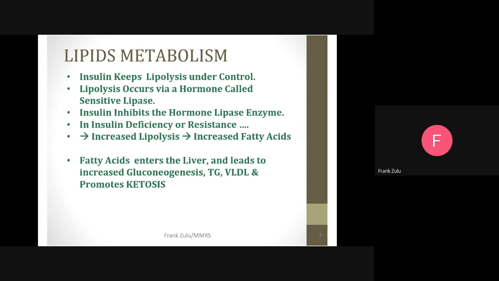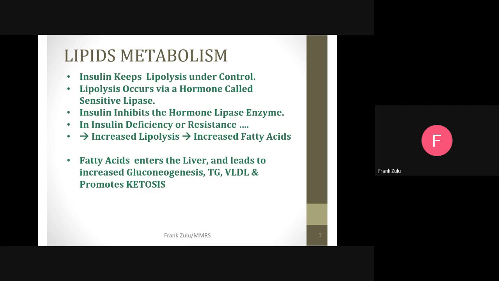Okay, so that's what happens. Now, what happens in a case where there's lack of insulin? If there's lack of insulin, it means this lipase enzyme will keep on breaking down the lipids. Remember, it is the one that breaks down the lipids, and there's no insulin to antagonize it. There's no insulin to stop it. So it will start breaking down these lipids into fatty acids. These fatty acids will go to the liver. The liver will take up these fatty acids and start forming triglycerides and very low density lipoproteins.